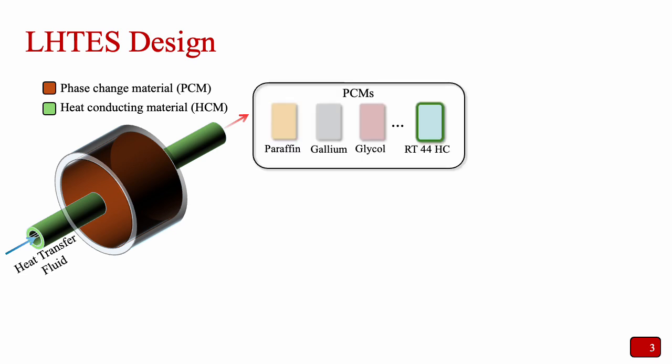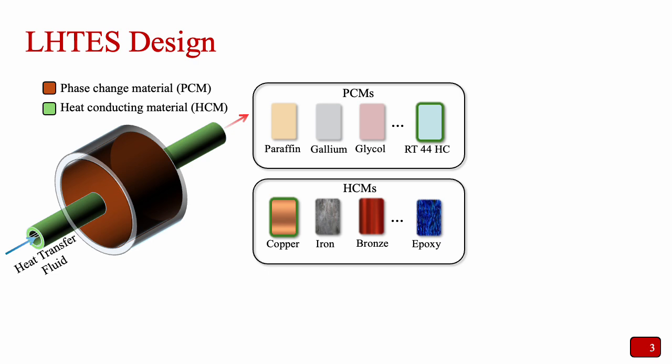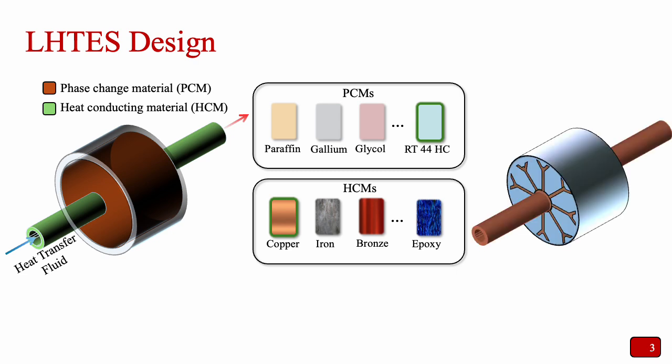The choice of PCM is critical. Commonly used materials include paraffins such as alkanes, eutectics such as a mixture of lauric and myristic acid, and inorganics such as salt hydrates. Relevant materials are chosen based on their thermal energy storage capacity, melting temperature, and other thermal characteristics. Similarly, the HCM, often metals, is chosen for its high thermal conductivity. The optimal design involves the geometric configuration and the choice of material.